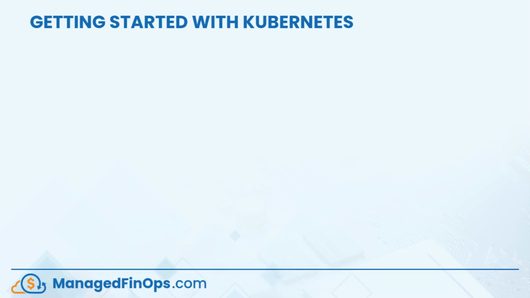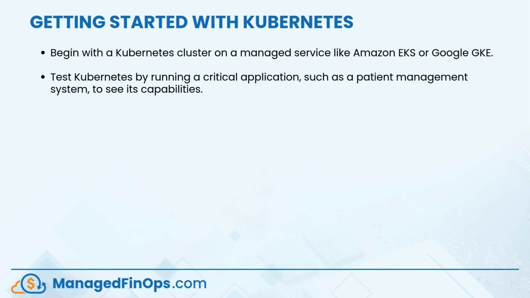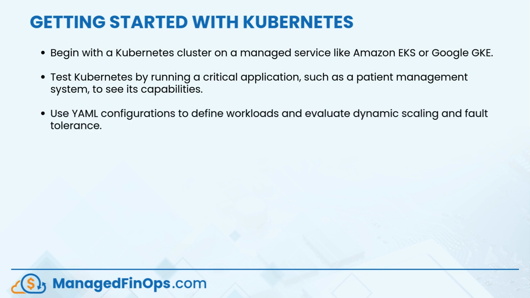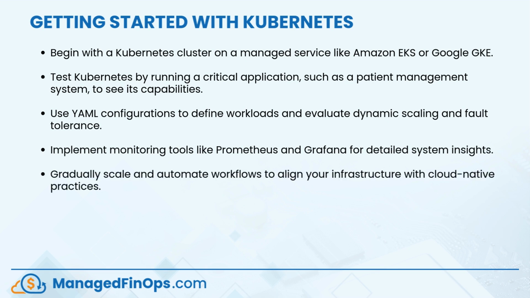Getting started with Kubernetes is straightforward and scalable. Start small by deploying a Kubernetes cluster using a managed service like Amazon EKS or Google GKE. Experiment with running a critical healthcare application, such as a patient management system, to observe Kubernetes capabilities in action. Use YAML files to define workloads and test Kubernetes dynamic scaling and fault tolerance. Incorporate monitoring tools like Prometheus and Grafana to gain detailed insights into your system's performance. From there, scale up incrementally, automating key workflows and aligning your IT infrastructure with modern cloud-native practices.